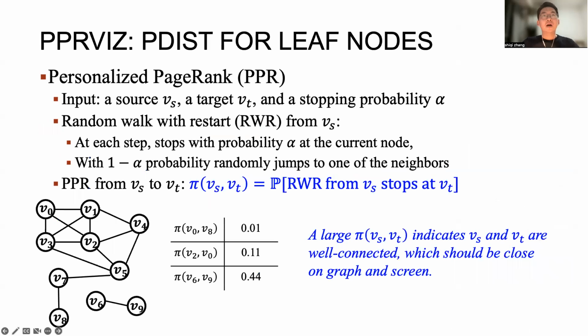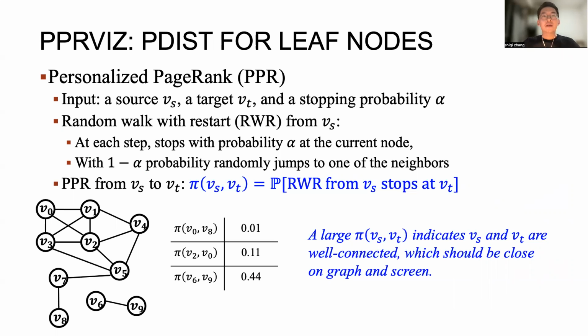Before PDist, I will first introduce personalized PageRank for mirroring the connectivity between two nodes in a graph, which is the core of PDist. Given a source node Vs, a target node Vt, and a stopping probability alpha, PPR from Vs to Vt measures the probability that the random walk with restart from Vs stops at the target node Vt.